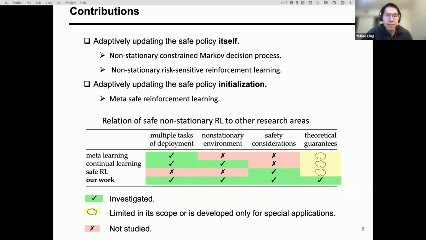In summary, this project aims to develop a set of computational tools with rigorous analysis for the design of safe RL in the presence of non-stationarity. In particular, we will consider the non-stationary constrained MDP, non-stationary risk-sensitive RL, and also meta-safe reinforcement learning. This table with the color-coded marks indicates the extent to which the existing methods address the corresponding issues, and compared with the relevant research directions, our work is the only one which addresses all aspects of the difficulties, such as multitask learning, non-stationary environment, safety requirement, and theoretical guarantees in non-stationary safe RL.